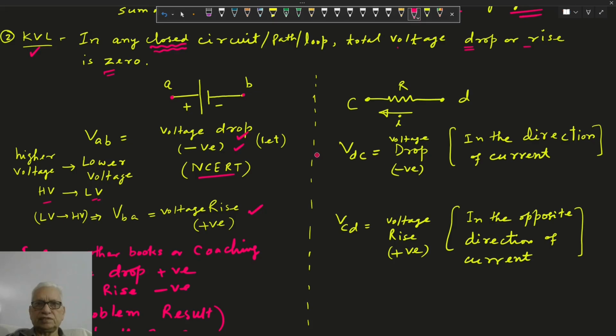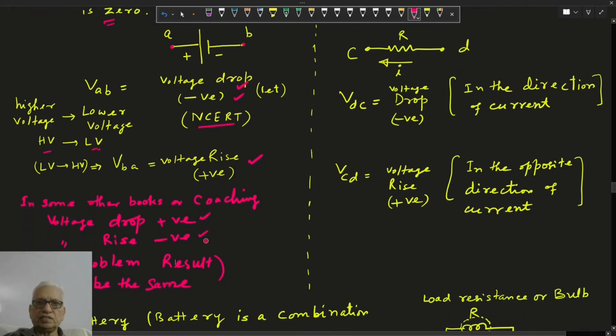Otherwise also we can take the other convention, and we are getting the same result. Some other books take voltage drop as positive and rise as negative. There's no problem. We'll get the same result.